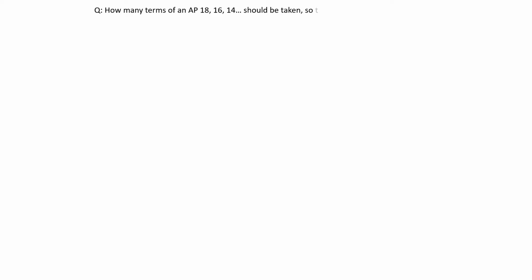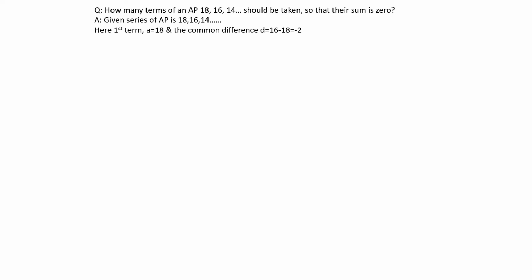The next question is, how many terms of the AP 18, 16, 14 and so on should be taken so that their sum is 0? So the given AP series is 18, 16, 14 and so on. Here the first term is 18 and the common difference is 16 minus 18, which equals minus 2. Now we know that the sum of n terms of an AP is given by Sn equals n by 2 whole into 2a plus (n minus 1) whole into d. But here the sum is equal to 0.